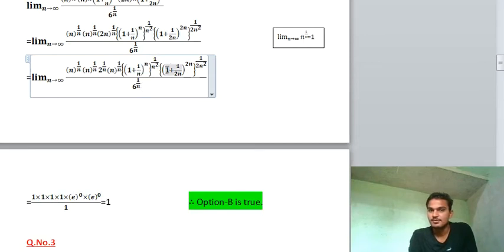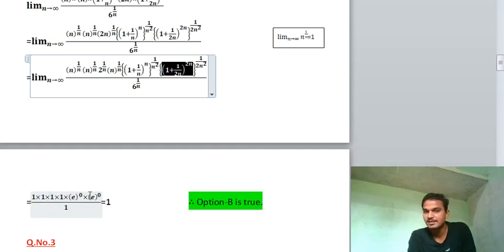This is also 1 plus 1 by 2n whole to the power 2n. The limit of this will be e, and this is 0, since 1 by infinity is equal to 0. So this is e to the power 0. So it is 1 into 1 into 1 into 1 into e to the power 0.